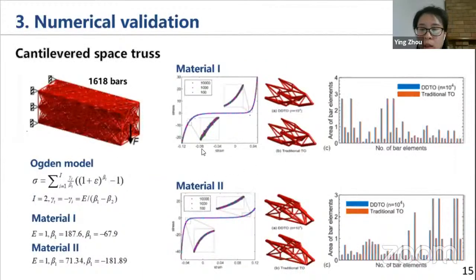Besides, we consider a 3-dimensional optimization with two different material data sets. For both data sets, the optimized results and bar areas agree well with the traditional results. And this example further highlights the importance of a highly accurate description of material behavior.